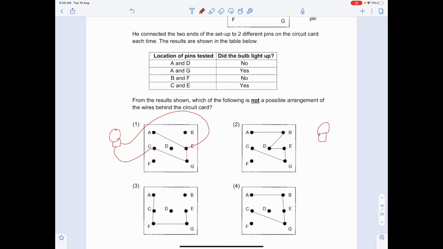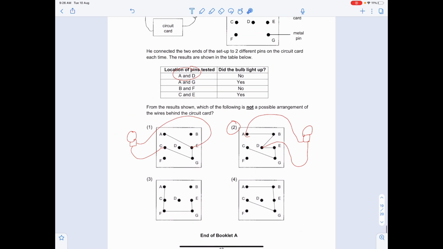The first one is A and D. Straight away, I realized that this is already wrong. Why? Because it is a complete circuit, so it should light up with this circuit, and therefore the answer is actually 2. This is not a possible one because it did not tally with my table. Usually they will ask for which one is possible, but in this case they ask for not possible. All right, with that, we've come to the end of this paper.